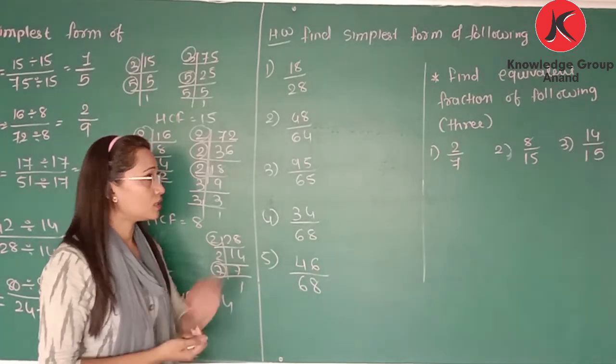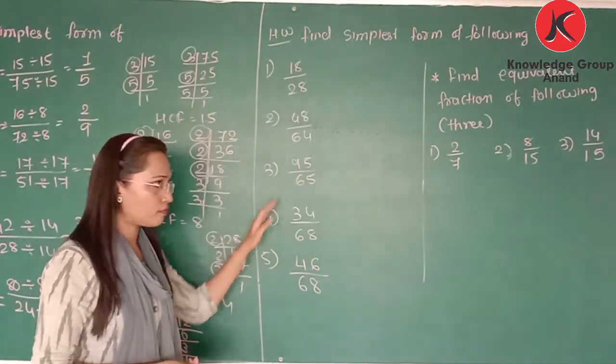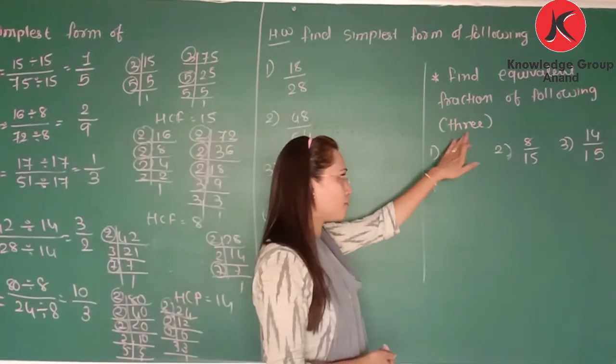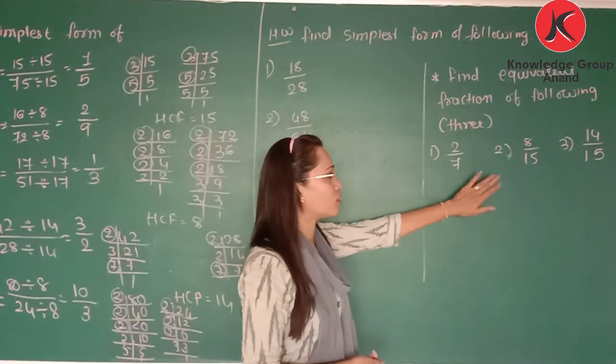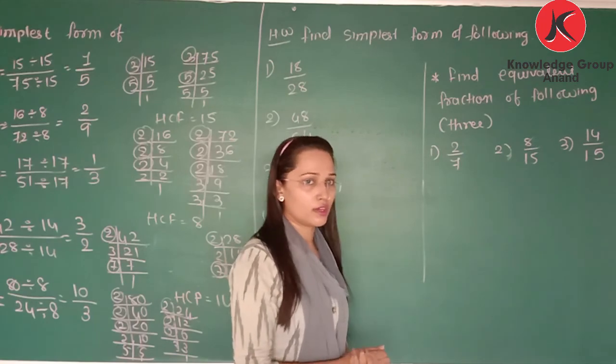You need to find the simplest form that will be in your homework, and here find the equivalent fraction, any 3 equivalent fraction for this 3 given fraction.